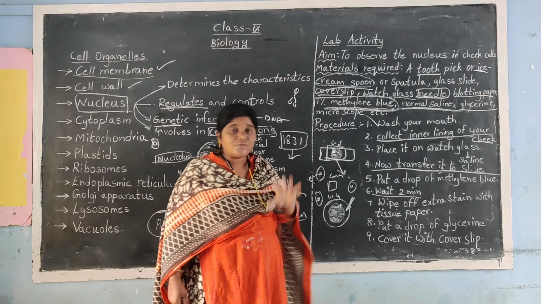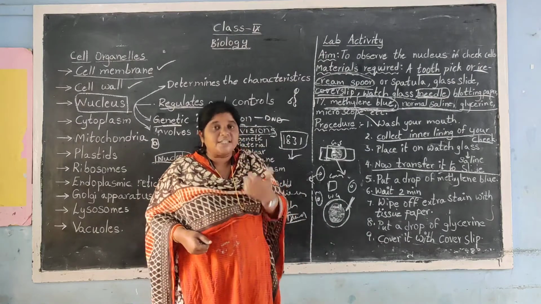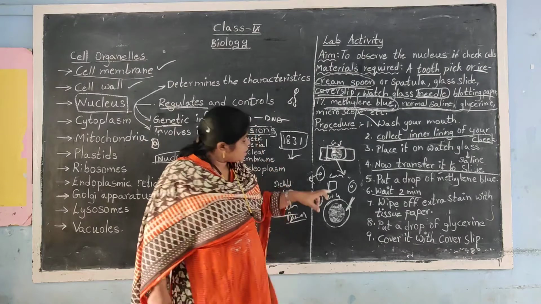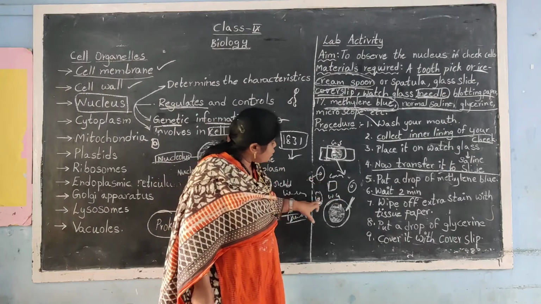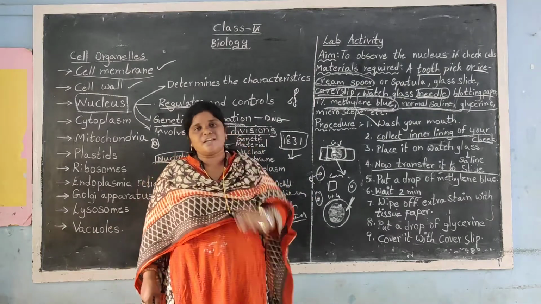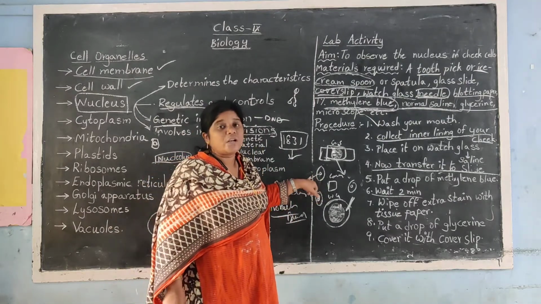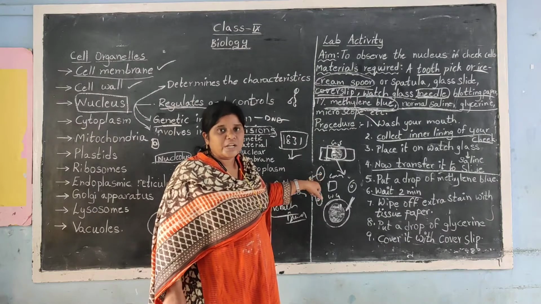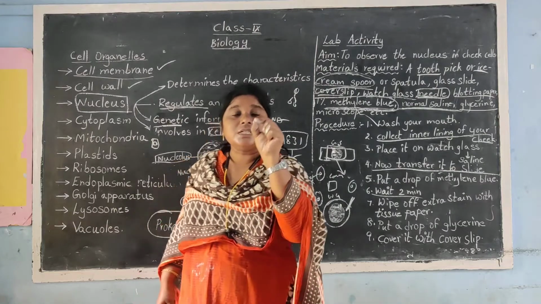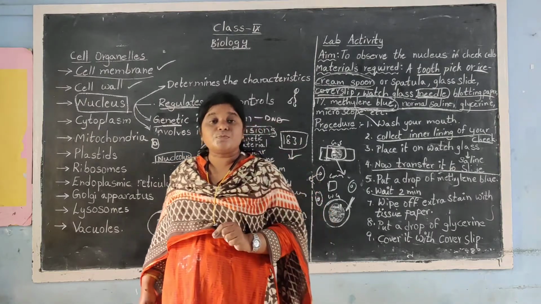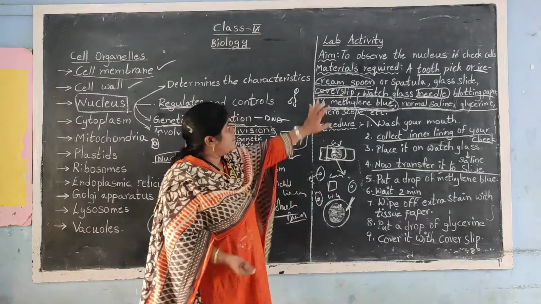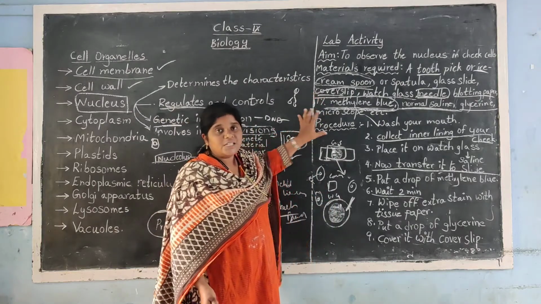And next, in the observation, when you observe it under the microscope, you can clearly see that a dark staining body is present in the midst of each and every cell. That dark staining body is nothing but the nucleus. Thus it is proved that the nucleus is present inside the cheek cells. So this is the way you can observe the nucleus in the cheek cells.